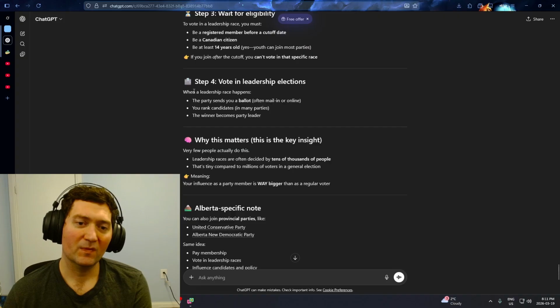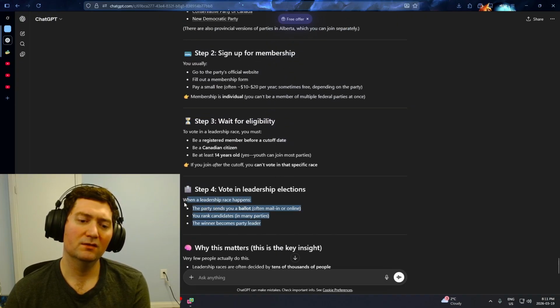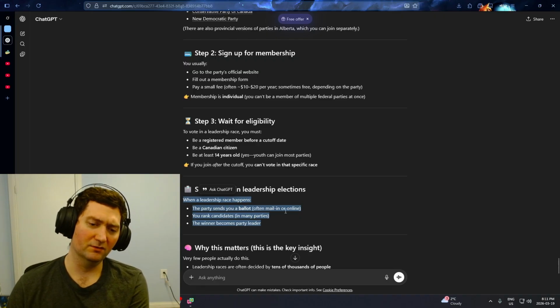Okay. Voting: when a leadership race happens, the party sends you a ballot. Rank candidates. The winner becomes party leader. So I can do this at the federal and provincial level.